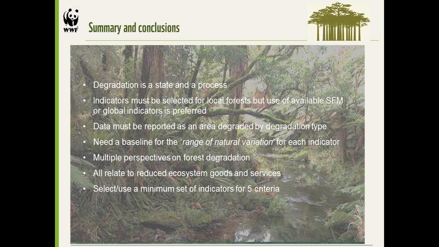And you need a baseline that reflects the range of natural variation. And so you need to understand what is the sort of natural range of variation that occurs in that system by establishing a baseline again over time.